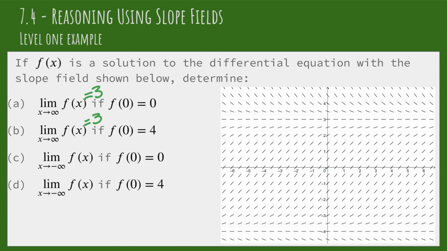If f of 0 is 0 and we're going to the left, so x is approaching negative infinity, we can follow our slope lines here, and it looks like we've got a horizontal asymptote at y equals -4.